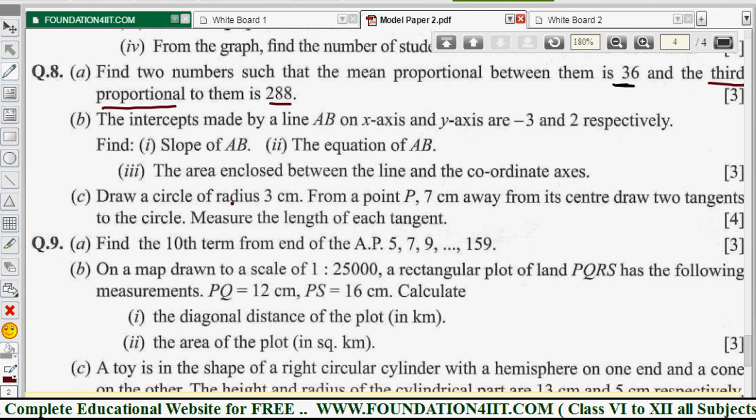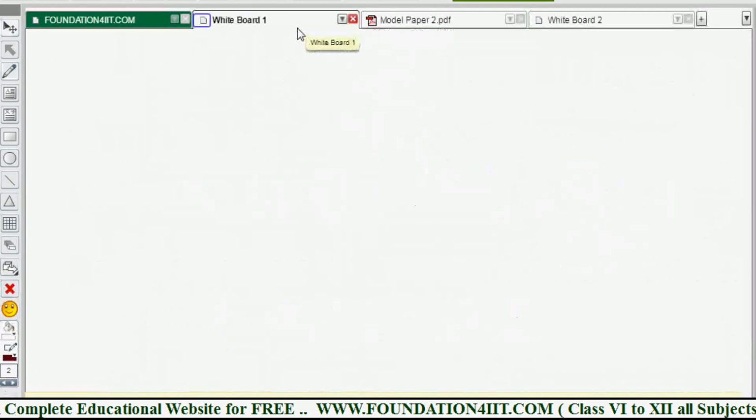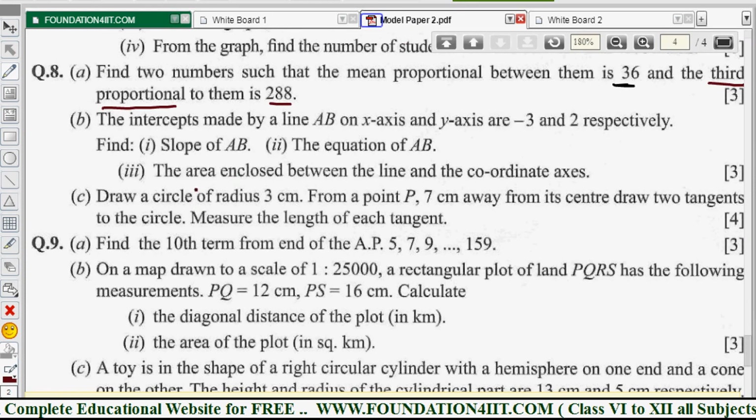And see the next one. Draw a circle of radius 3 centimeters from a point P 7 centimeters away from its center. Draw 2 tangents to the circle. Measure the length of each tangent also. Actually, I did the constructions videos separately on the same channel, you can go through them. Here I will just roughly explain the diagram for this problem. Full construction videos, including tangents and everything, you can find on the same channel.